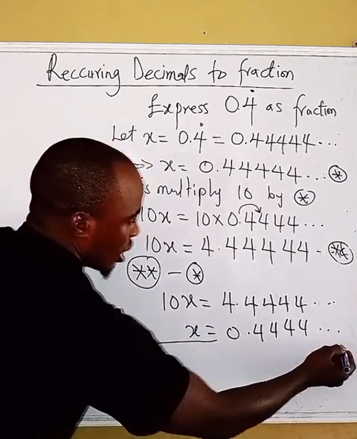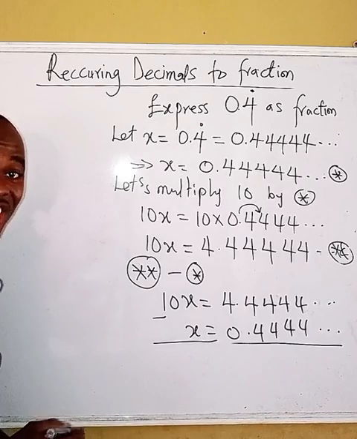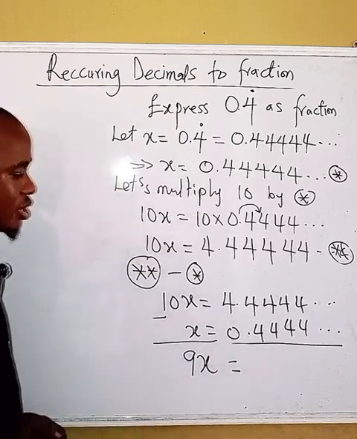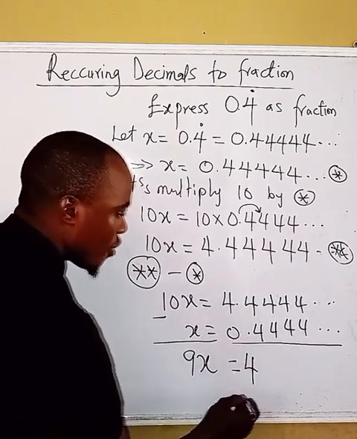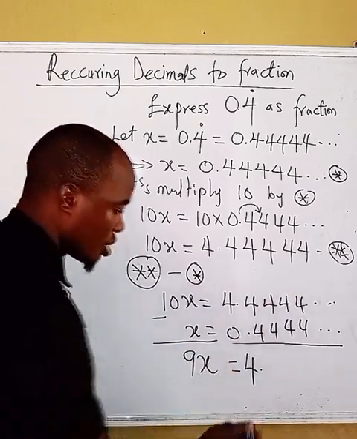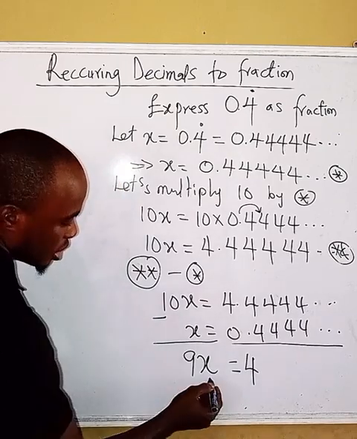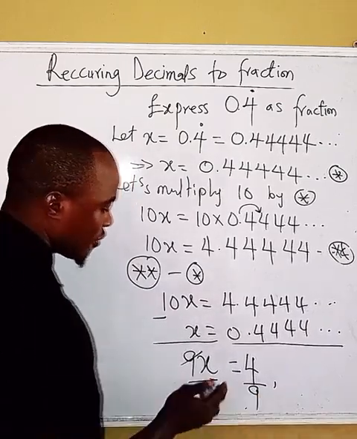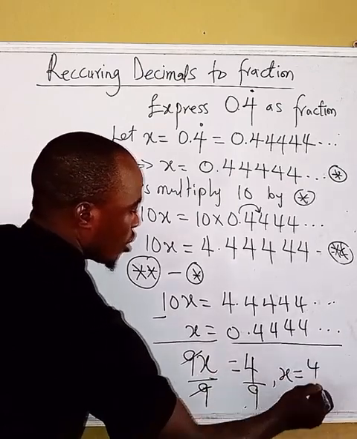So if we do the subtraction, 10x minus x, we're going to have 9x. Then equals, here you can see that we're going to have 4 points. Everything after that, 4 minus 4 becomes 0, so everything there is 0. Then you divide both sides by 9, we cancel this, and we have x equals 4 over 9.